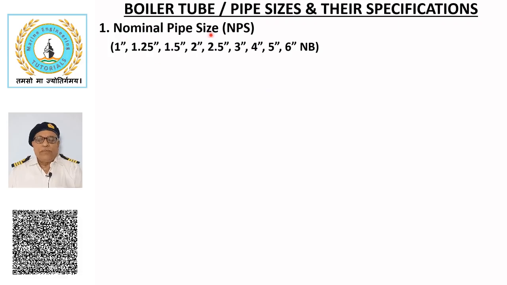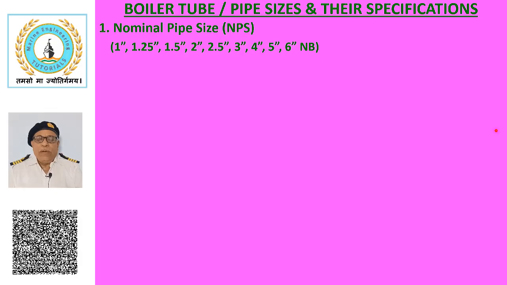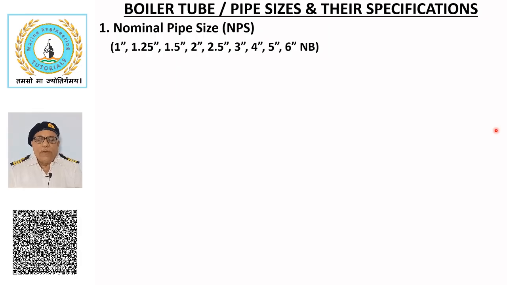Nominal pipe size. As per the British system, boiler tubes are specified using the nominal pipe size, which is a standardized designation that does not necessarily reflect the actual dimensions. Common NPS sizes for boiler tubes include 1 inch, 1.25 inch, 1.5 inch, 2 inch, 2.5 inch, 3 inch, 4 inch, 5 inch, 6 inch, and larger.